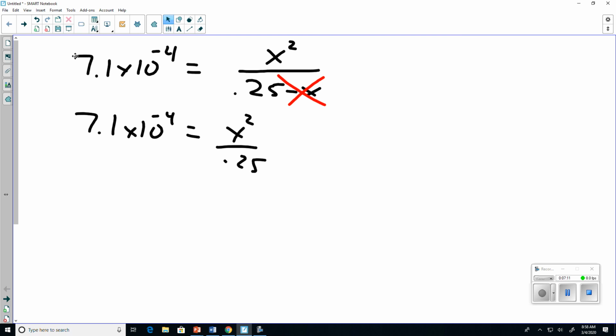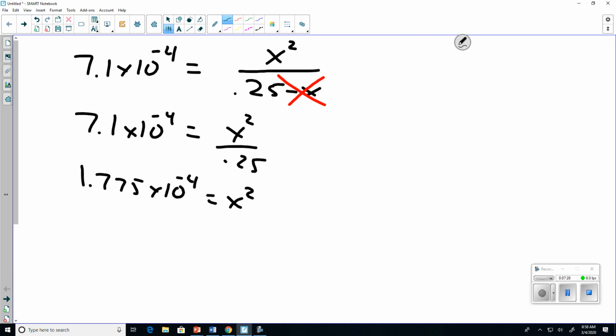Well, multiply both sides by 0.25. And that gives me 1.775. I'll just keep the extra digits right now. Times 10 to the negative fourth equals X squared. Take the square root of that. Now I will go back to my two digits here, 0.013.